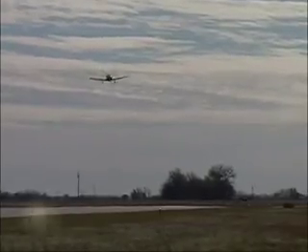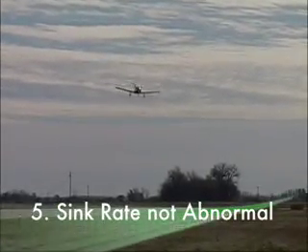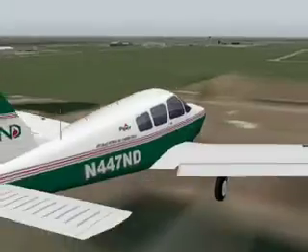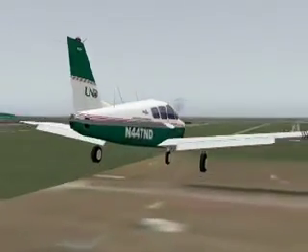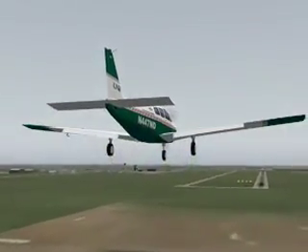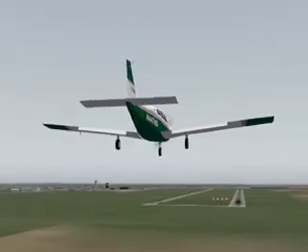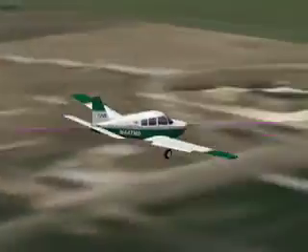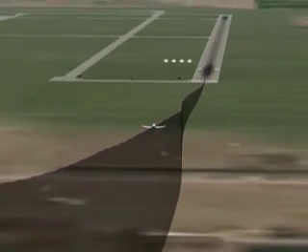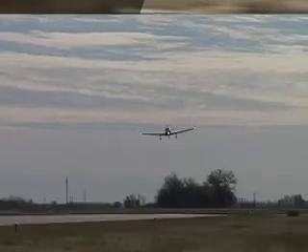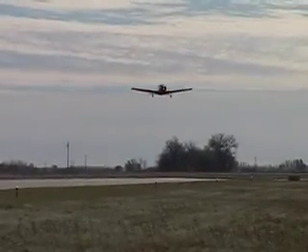Next, verify that the aircraft's sink rate is not abnormal. The airplane should be trimmed for the specific approach speed and power should be adjusted to maintain a consistent descent rate. If at any time after reaching 200 feet AGL, a change in pitch, power, or airspeed should cause the aircraft's sink rate to depart from a normal consistent rate, a go-around should be commenced immediately.